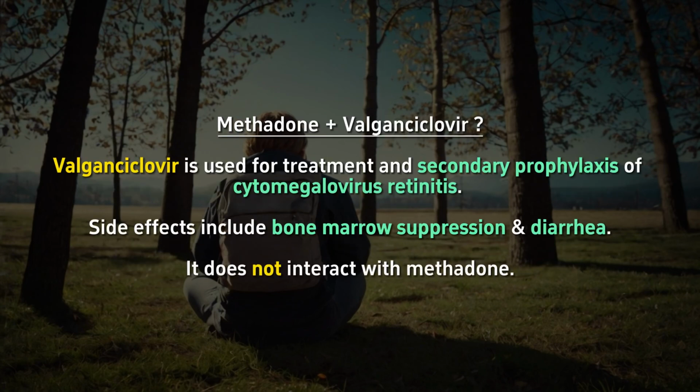Valganciclovir is used for treatment and secondary prophylaxis of cytomegalovirus retinitis. Side effects include bone marrow suppression and diarrhea. It does not interact with methadone.